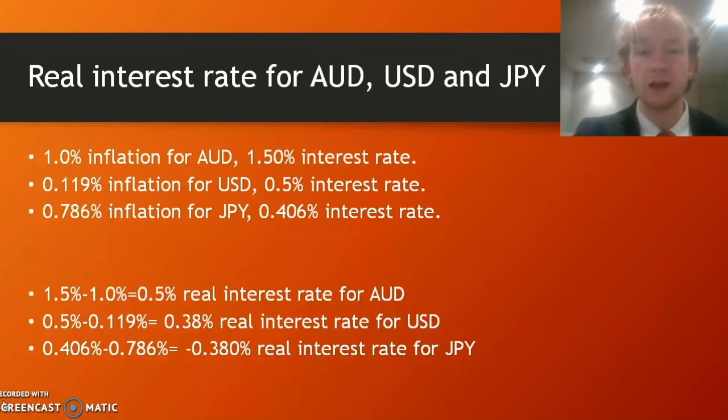According to the RBA, at the time of the creation of this presentation, the inflation rate for the Australian dollar is 1%. According to the World Bank website, the latest inflation rate figure for the United States is 0.119%. Taking these figures into account, it is evident that Australia has a 0.50 real interest rate, whereas the US has a real interest rate of 0.38.